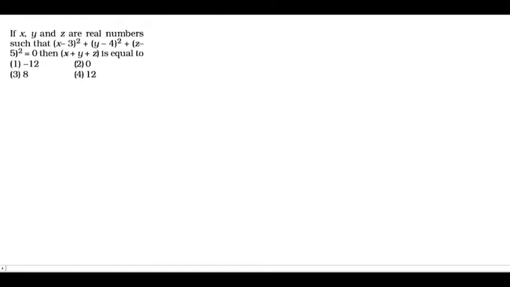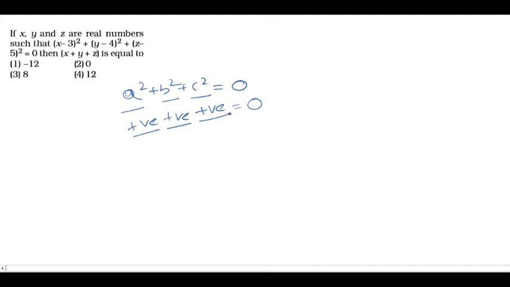If x, y, z are real numbers such that x minus 3 whole square plus y minus 4 whole square plus z minus 5 whole square equal to 0. So basically he is equating squares of three things. Let's say some a square, some b square plus some c square. He is saying the sum of these three results is 0. First we need to notice one point. When we are squaring anything, positive number or negative number, we always receive a positive value. So three positive values we need to add and it has to become 0.